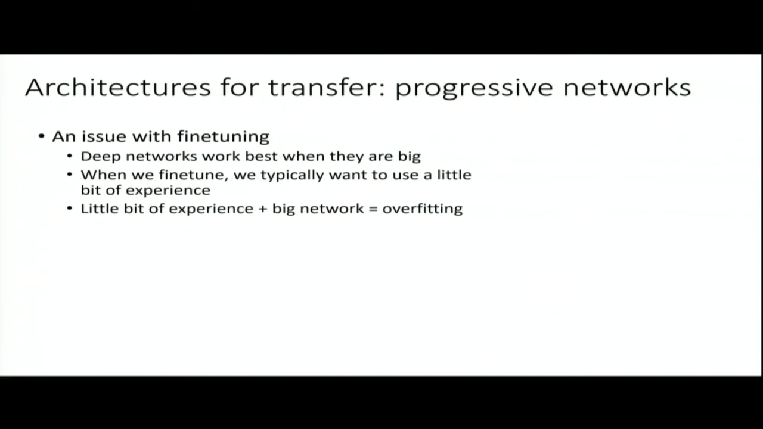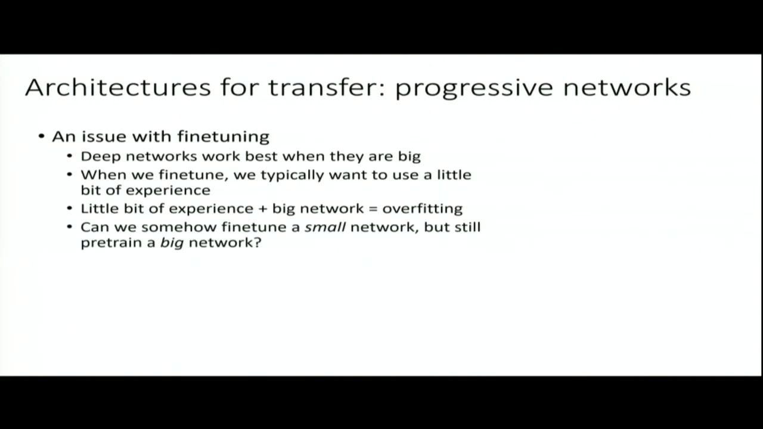Thinking back to your machine learning course, if you have very little data and a very large number of parameters, you're going to have very bad overfitting problems. So the two things that we want out of transfer, big networks to represent complex behaviors and small amounts of data, that is bad news for learning. So can we somehow fine-tune a small network, but still pre-train a big network? We'd like to not have this overfitting during fine-tuning, but still have the benefit of having a big network. So one idea is don't fine-tune the whole network, just fine-tune a little bit.